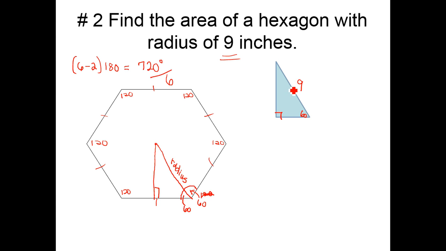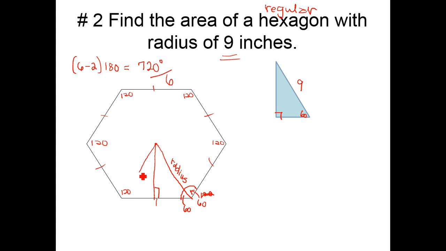Now what I want to do is find the area of this triangle. Then I can take the area of that triangle and multiply it by how many triangles I would have of that exact triangle in my hexagon. Remember, this is a regular hexagon, meaning all sides are the same.